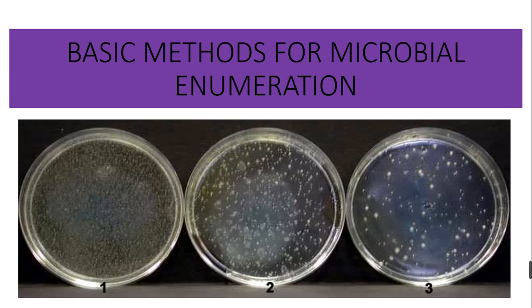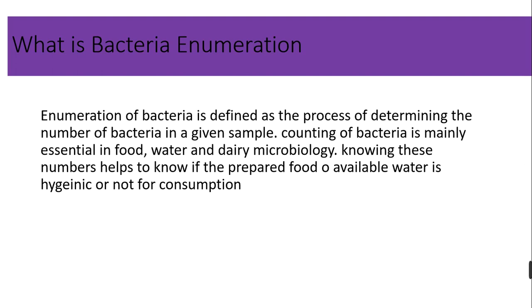So today we'll be talking about basic methods for microbial enumeration. So what is bacterial enumeration? Enumeration of bacteria is basically trying to count the number of bacteria you have in a given sample. This technique is mostly used in food microbiology and dairy when scientists or lab individuals are trying to calculate the amount of bacteria they have in a particular sample.